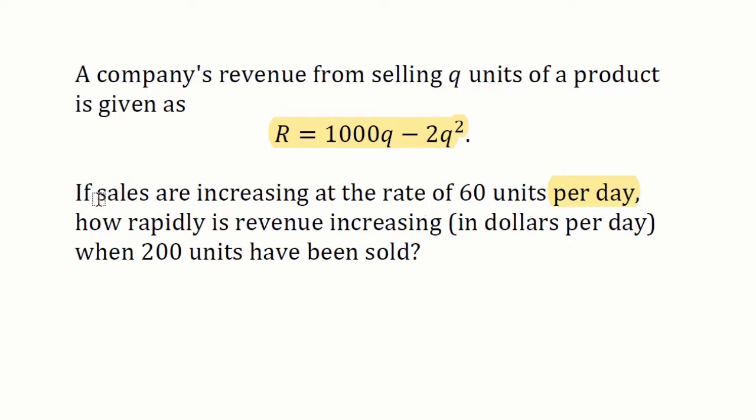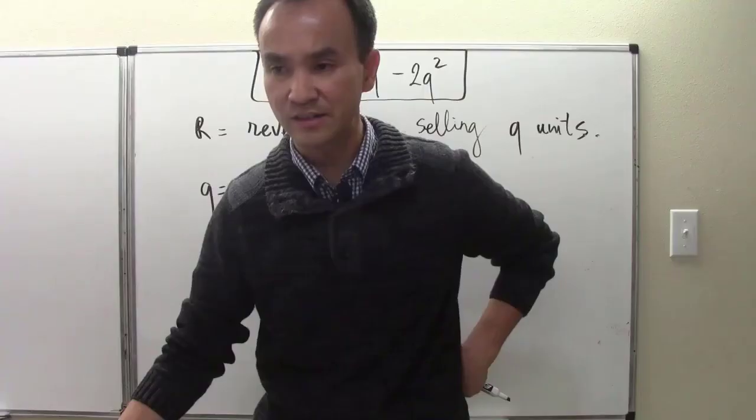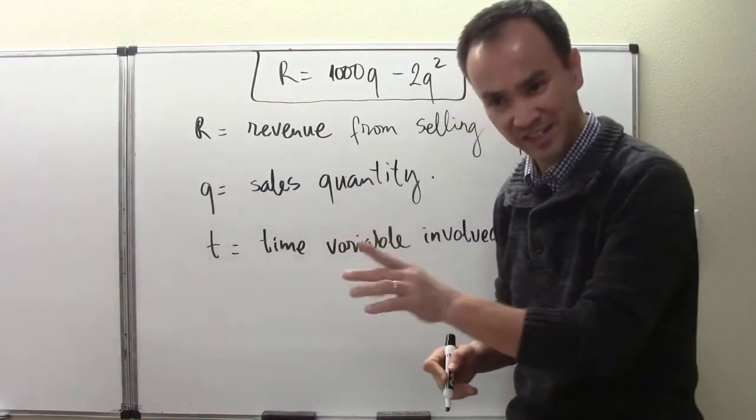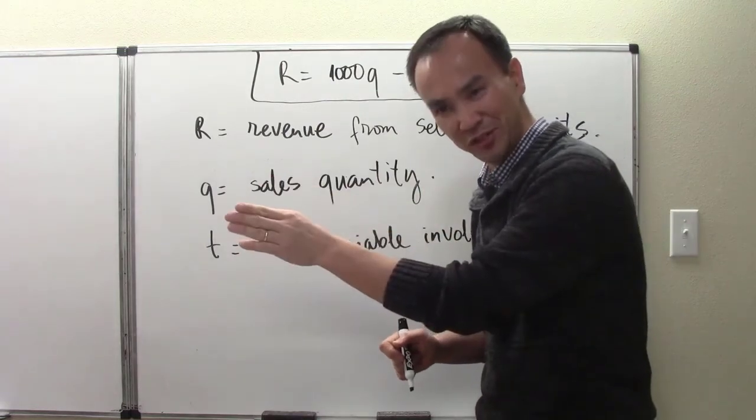If sales is another way of saying the quantity being sold, the number of units being sold. That's what sales is all about. That's how the professionals in business fields understand it and communicate. So if sales are increasing at a rate of 60 units per day, all of those highlighted pieces of information together indicate that what we have here is a rate. See, a rate of 60 units per day.